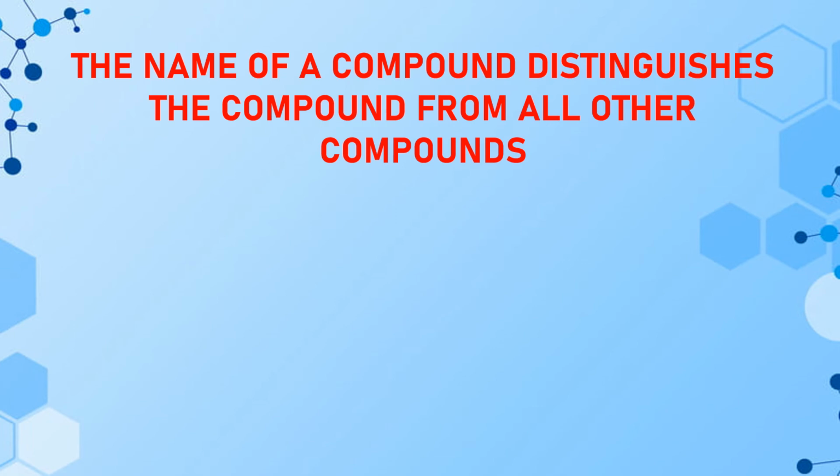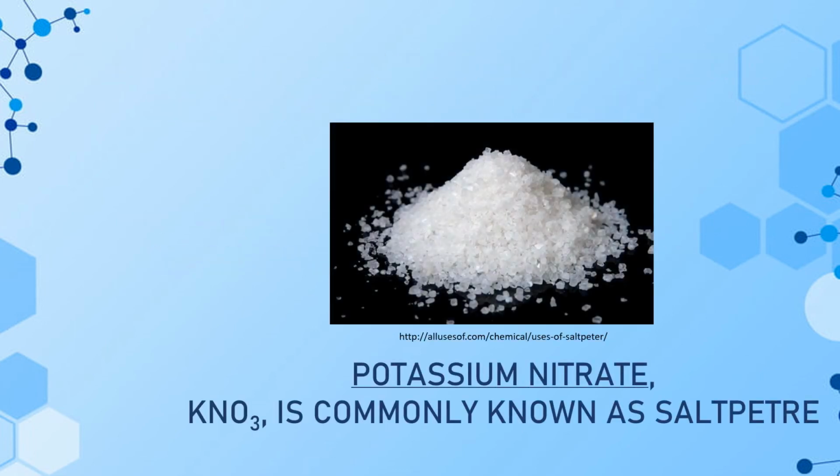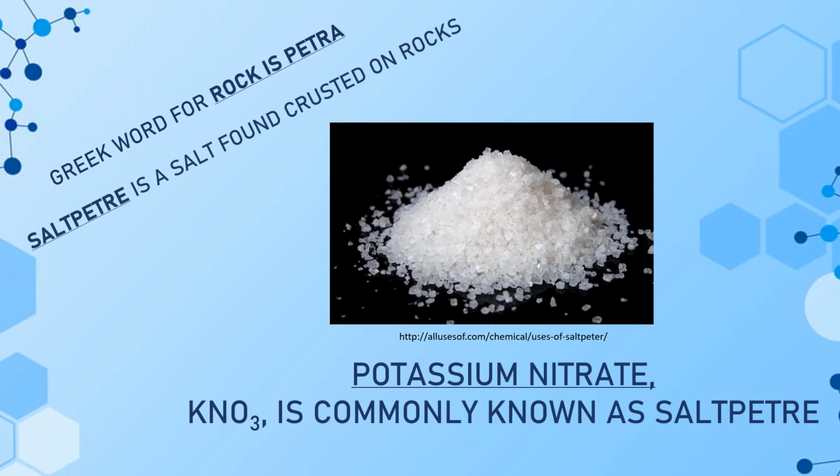In the early days of chemistry, there were no rules for naming compounds. Often, compounds received the names of people or places. Some of the original names are still used today. They are called trivial or common names because they tell little or nothing about the chemistry of the compounds. For example, potassium nitrate KNO3 is commonly known as saltpeter. The Greek word for rock is petra, and saltpeter is a salt found crusted on rocks.